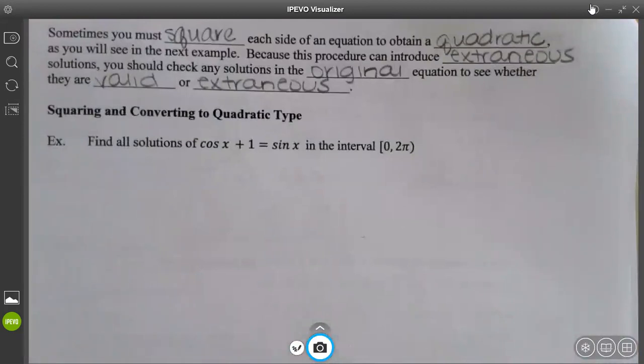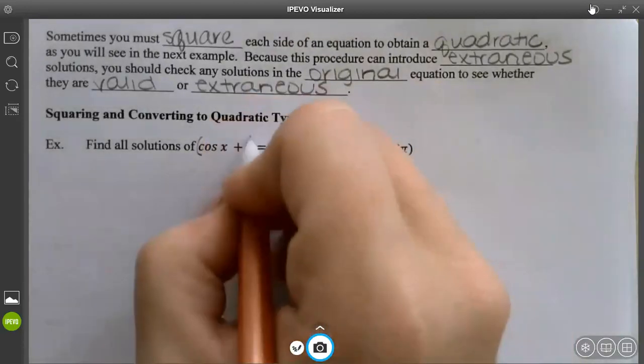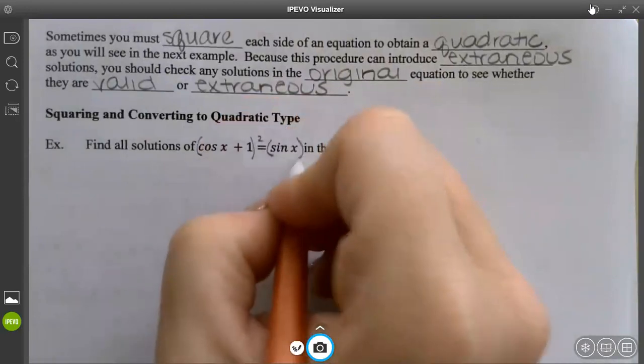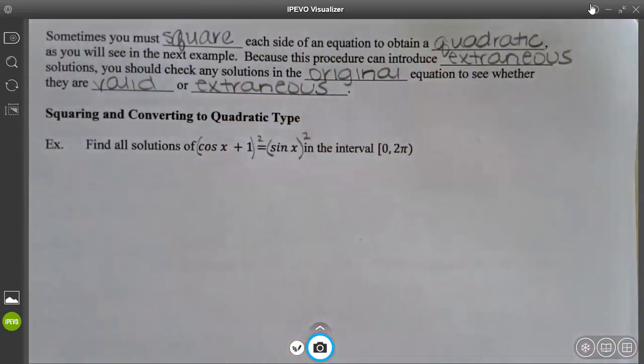All right, so it says find all the solutions of cosine x plus 1 equals sine x in the interval from 0 to 2 pi. There's absolutely nothing I can do with this. So what I can do is square both sides. I can't fix regular cosine, I can't fix regular sine.